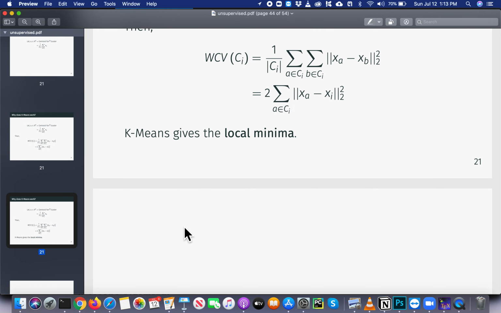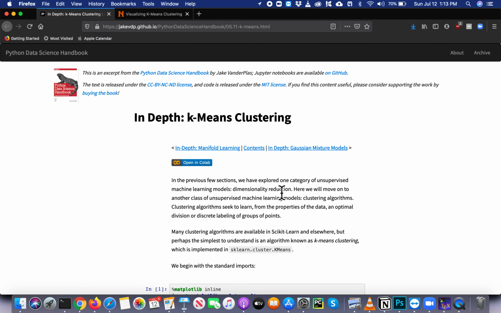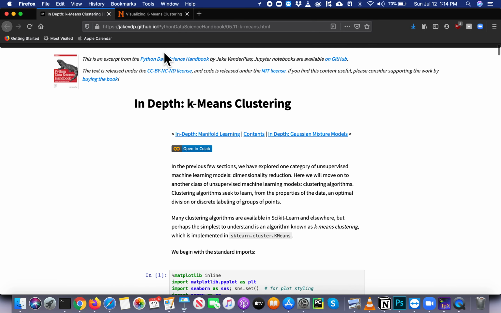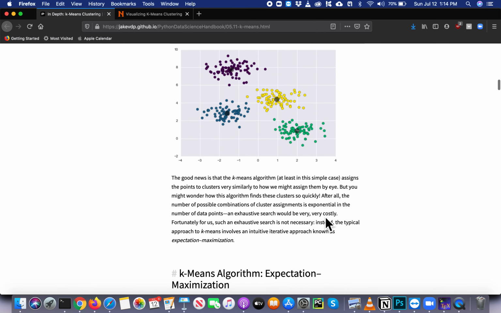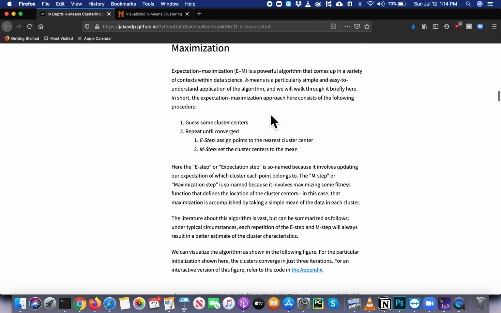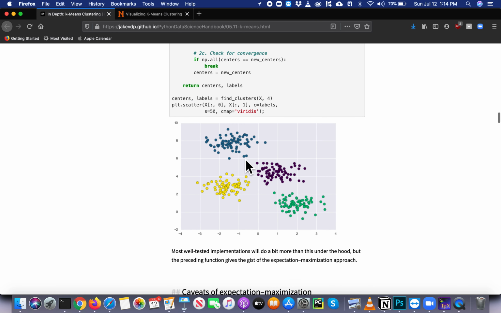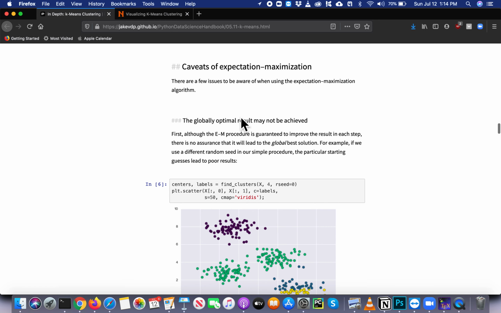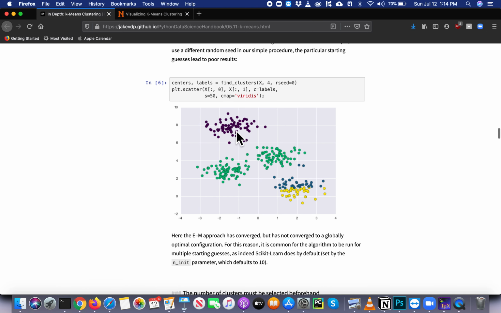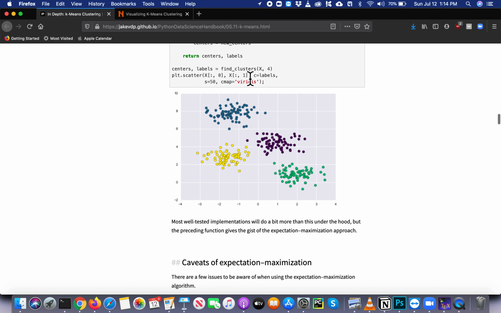Before we talk about hierarchical clustering, I wanted to show you some other examples of k-means clustering, again from the wonderful Python Data Science Handbook by Jake VanderPlas. And as you see, this explains the EM nature of the algorithm better. So the first caveat is that expectation maximization, or the k-means algorithm that we have studied, is not guaranteed to give you a global optimum. So if you look at this, it has 4 clusters, but for k equal to 4, you could have a better clustering like this.